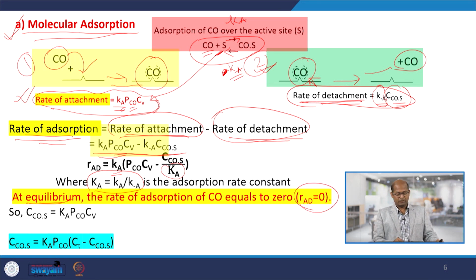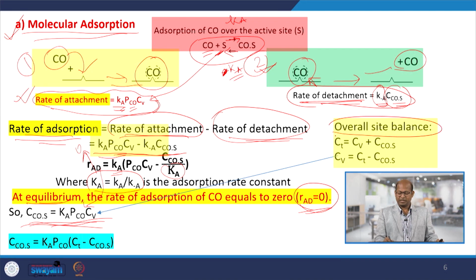So, the forward and backward rates are both the same. So, then R_AD equals 0. So, we can write these equations this way by putting this equal to 0. So, these equations become this. On the left hand side, the concentration of the CO that gets adsorbed over the surface we can express this way. Now, the total vacant sites, or overall site balance, we have said that you also have to consider whenever you do such rate equation derivations.